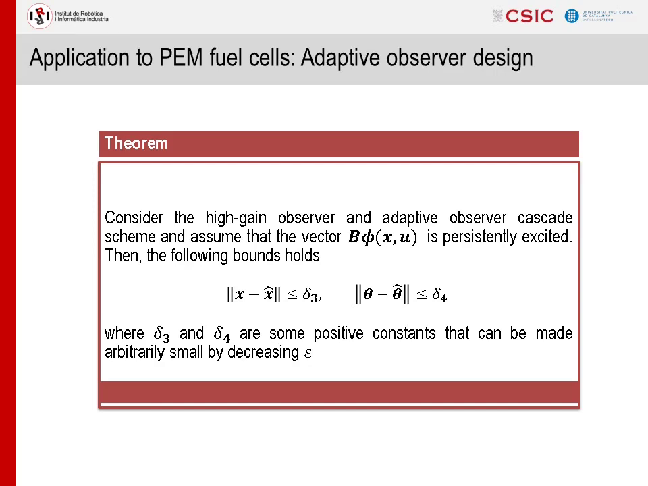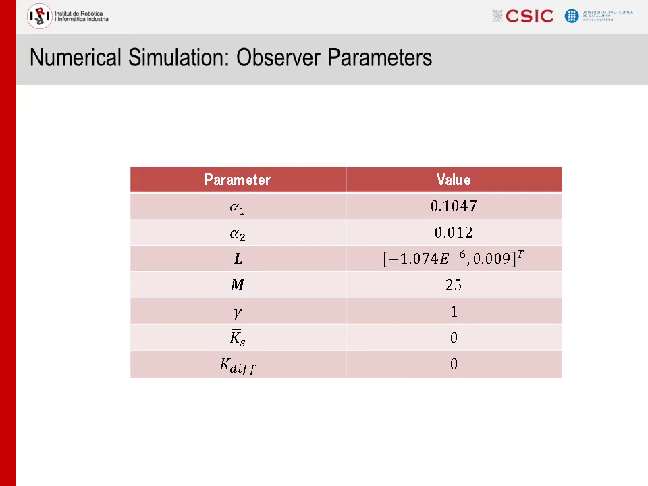The claims of this work and the proposed high-gain-based adaptive observer have been validated through a numerical simulation. The constants alpha 1 and alpha 2 and the vectors L and M have been designed following the tuning process presented before. The learning rate gamma has been fixed to 1. Furthermore, it is assumed that there is no prior knowledge of the design parameters, thus, the nominal values bar ks and bar k diff have been fixed to 0.